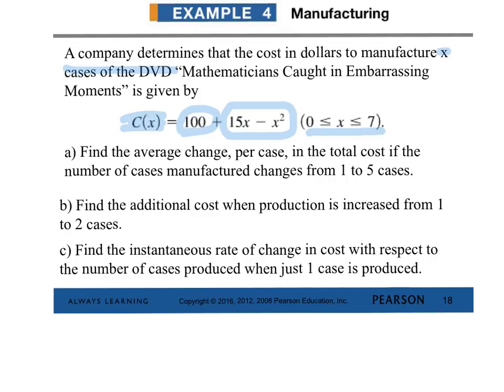And the first thing they want us to do is find the average change per case in the total cost if the number of cases manufactured changes from 1 to 5. Second, we want to find the additional cost when production goes from 1 to 2 cases. And then we want to find the instantaneous rate of change in cost with respect to the number of cases produced when just 1 case is produced.